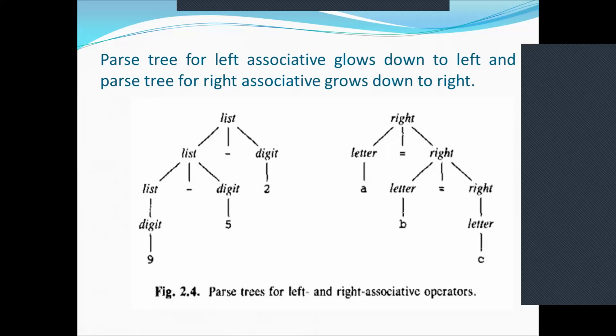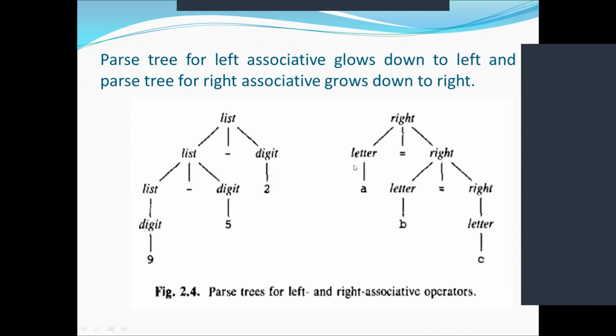Now we'll see what the parse tree to the left and the parse tree to the right look like. The parse tree for left associative goes down to the left, and the parse tree with right associative goes down to the right. This is left associative, meaning 9 minus 5 minus 2 or whatever it may be. All these operators, plus, minus, multiplication and division, are, as I said, left associative. Left associative means the tree that has been formed goes down to the left.